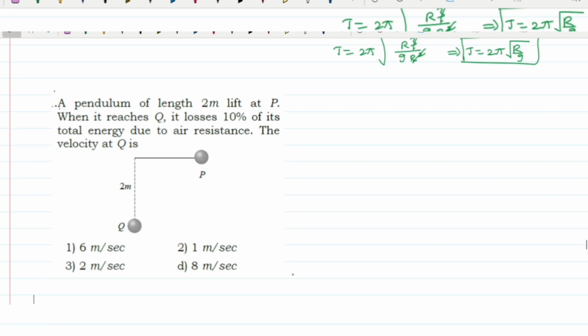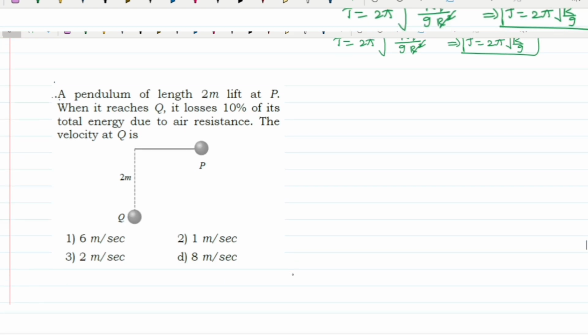A pendulum of length 2 meters is lifted to the point P. When it reaches the point Q, it loses 10% of its total energy due to resistance. The velocity at the point Q is asked.